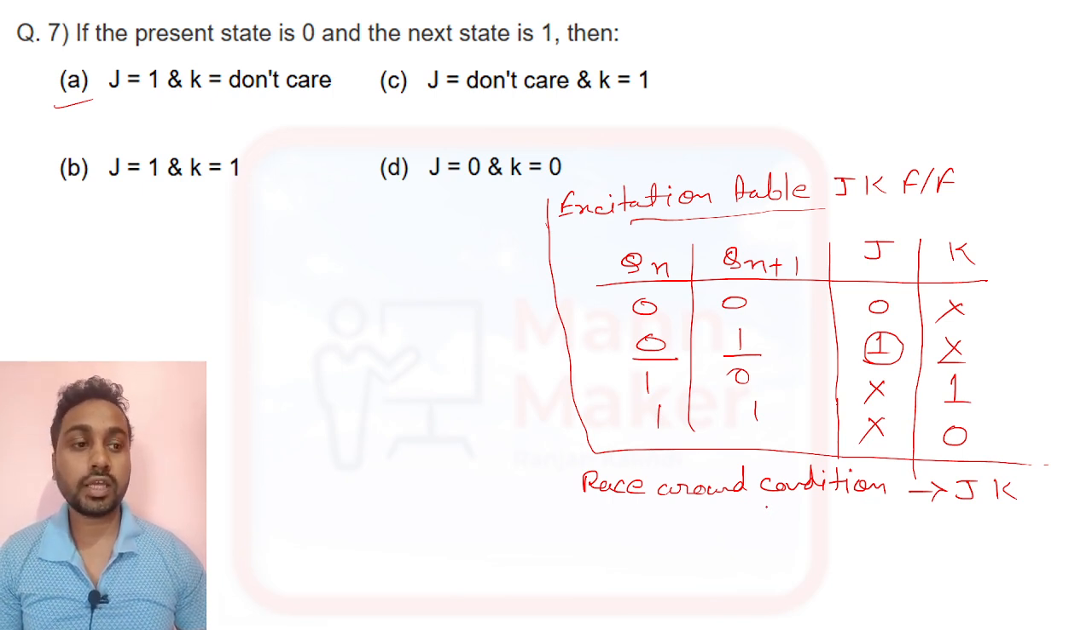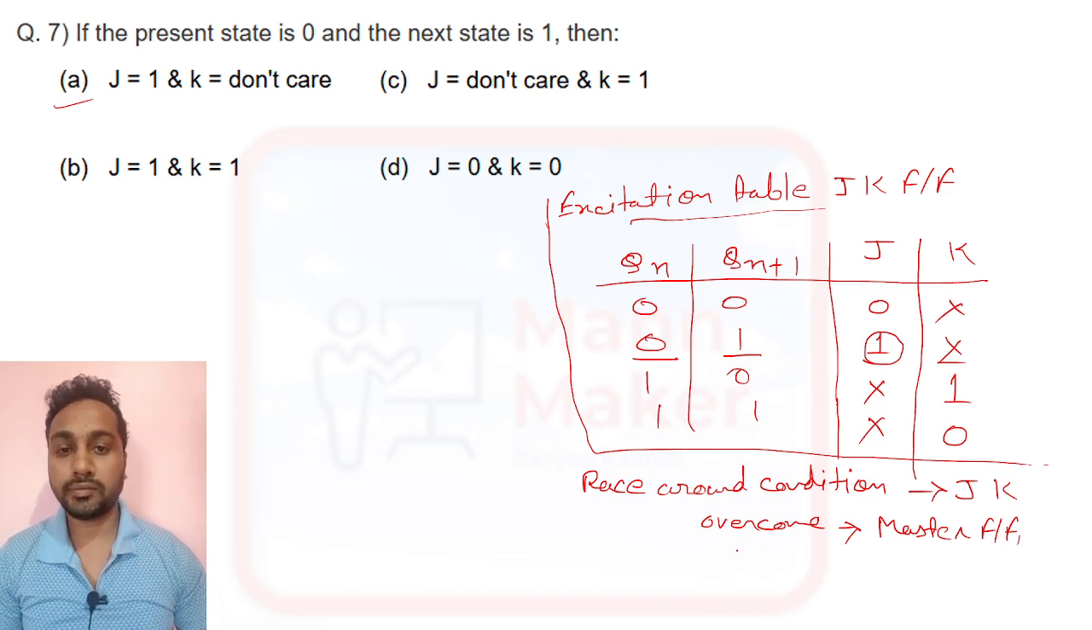And what is the condition for this? When J and K are both 1 1, it will be in the toggling state. So that is your race around condition. To overcome the race around condition, what flip-flop do we use? That is the master-slave flip-flop. Master-slave flip-flop is used to overcome the race around condition. Just remember these two points.